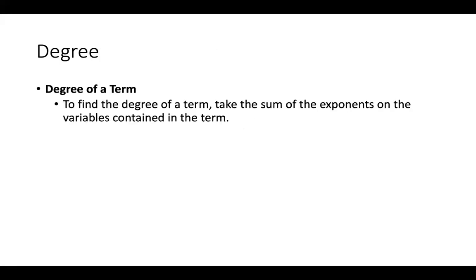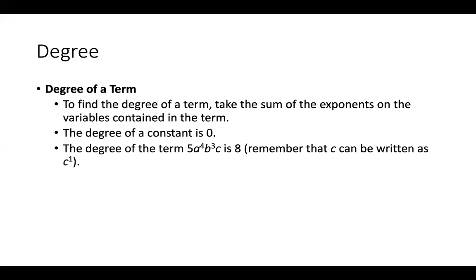All right, that brings us to the degree of a term. To find the degree of a term, you take the sum of the exponents on the variables contained in the term. The degree of a constant is 0. Remember, a constant has no variable part. All right, so if you had the term 5a^4b^3c, the degree of that term would be 8 because 4 + 3 + 1 = 8. Remember that c can be written as c to the power 1.